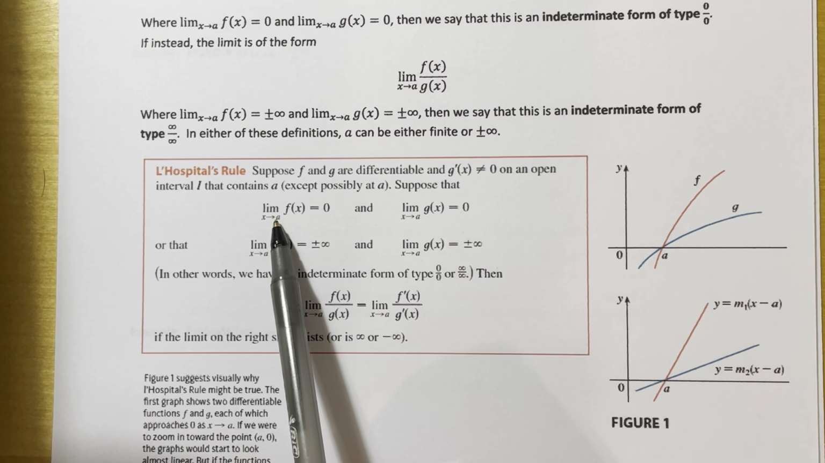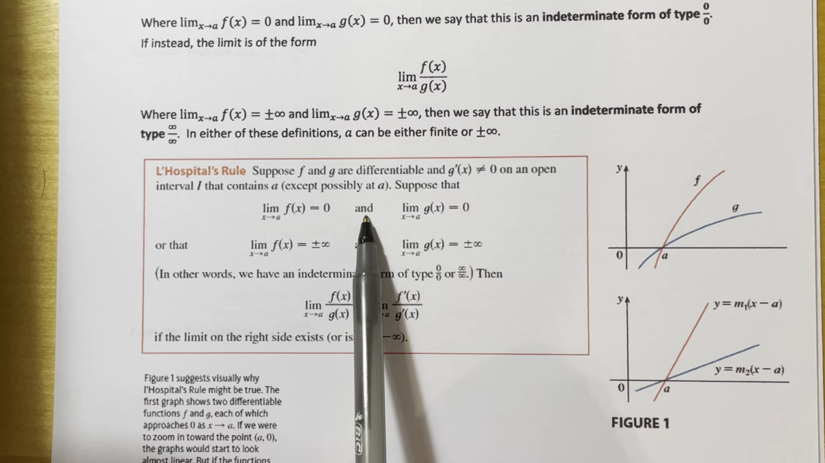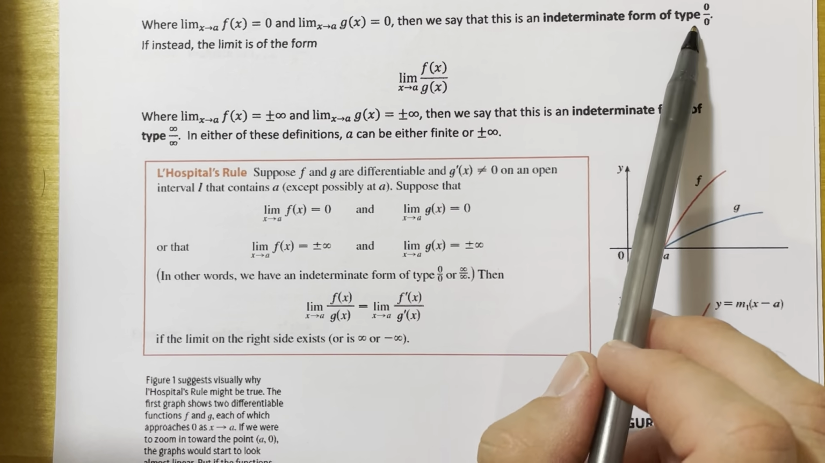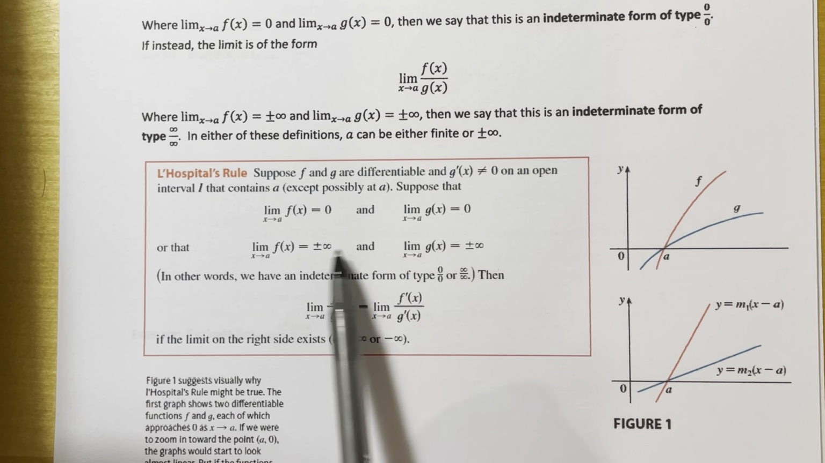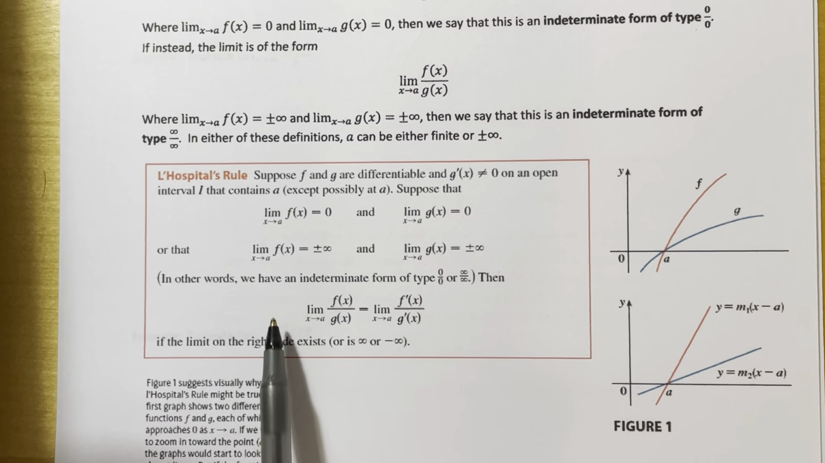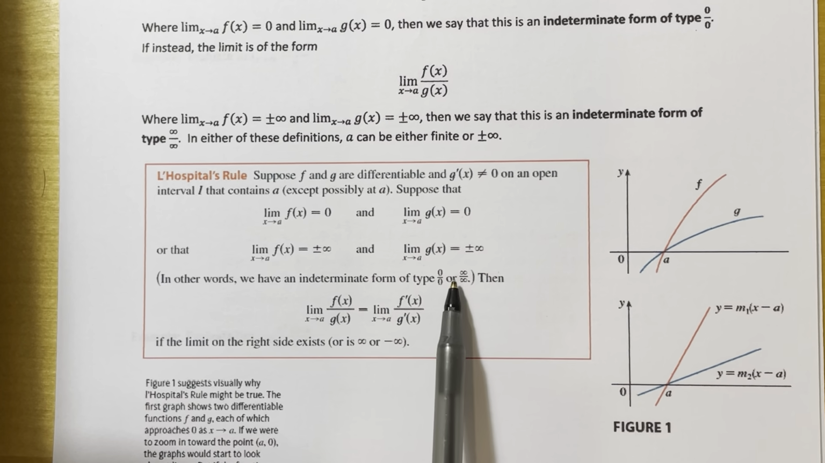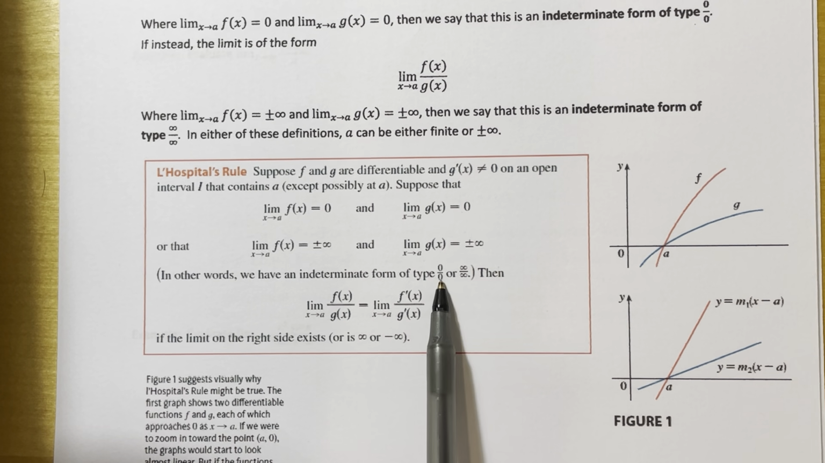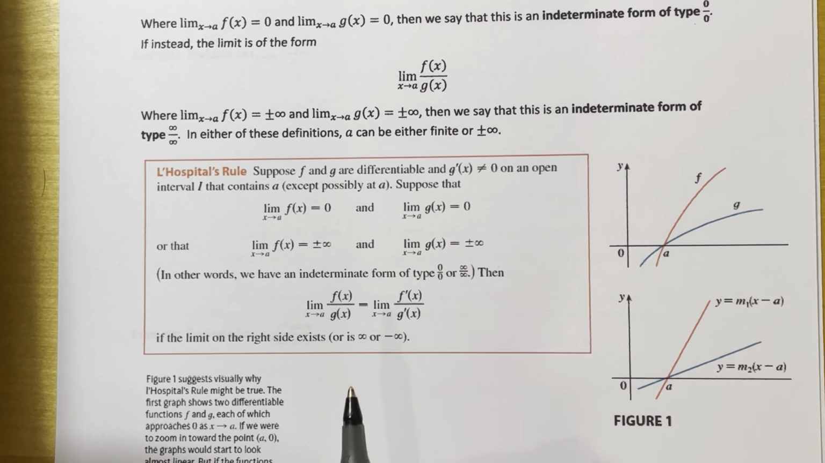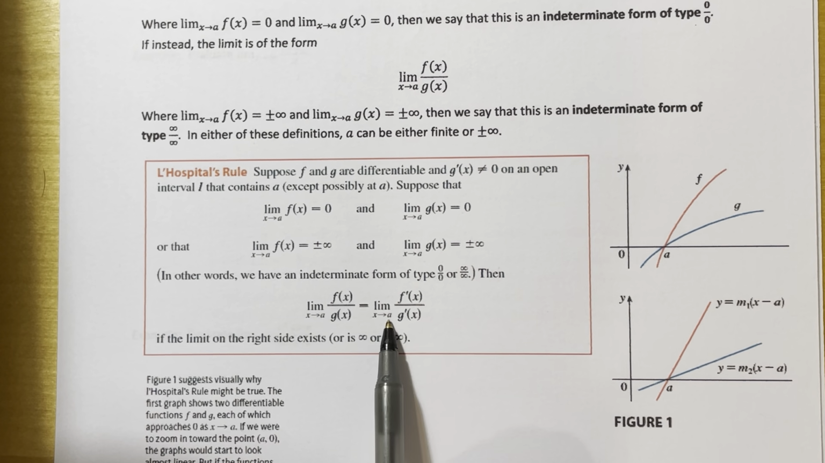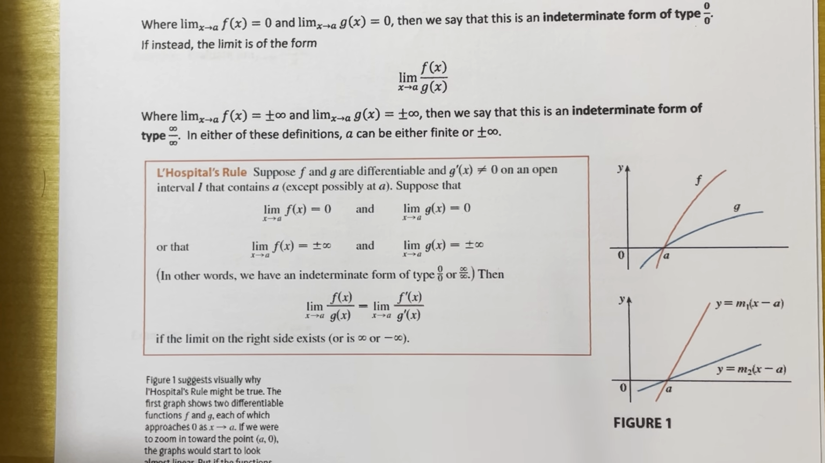If we suppose that the limit as x approaches a of f of x equals 0 and the limit as x approaches a of g of x equals 0, so this is setting us up for this first indeterminate form, or if those limits approach positive or negative infinity each, which, like we said, is just saying that the limit as x approaches a of f of x over g of x is one of these two types, then L'Hopital's rule says that this limit is equal to the limit as x approaches a of f prime of x over g prime of x, okay?